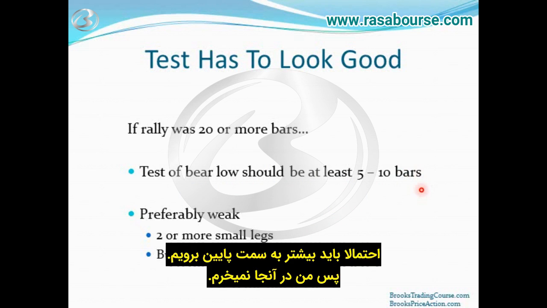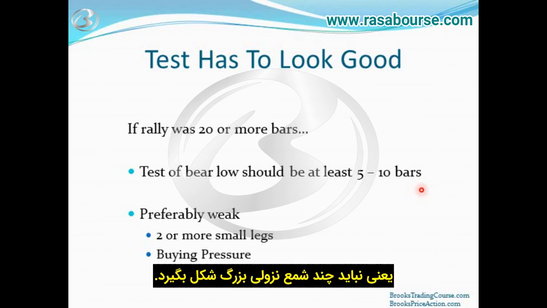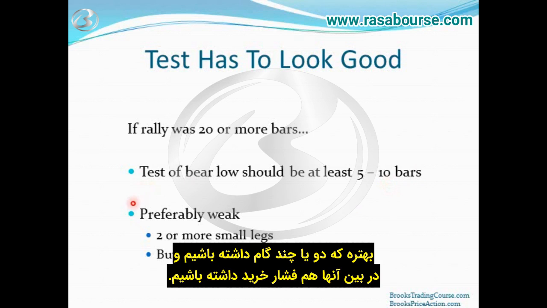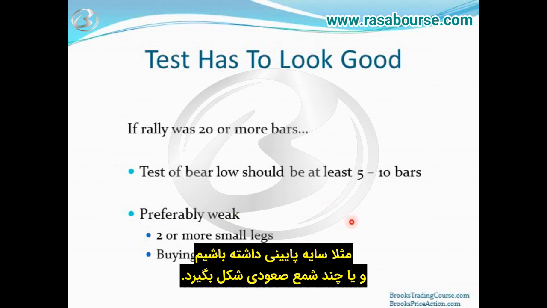We'll probably have to test down more, and I probably would not buy that test down as a higher low major trend reversal. You want the sell-off to be weak. Okay, you don't want a series of very big bear trend bars. You'd like it to be 2 or more legs, and you'd like to see some buying pressure along the way, like tails at the bottom of bars and maybe some bull bars as the market is selling off.